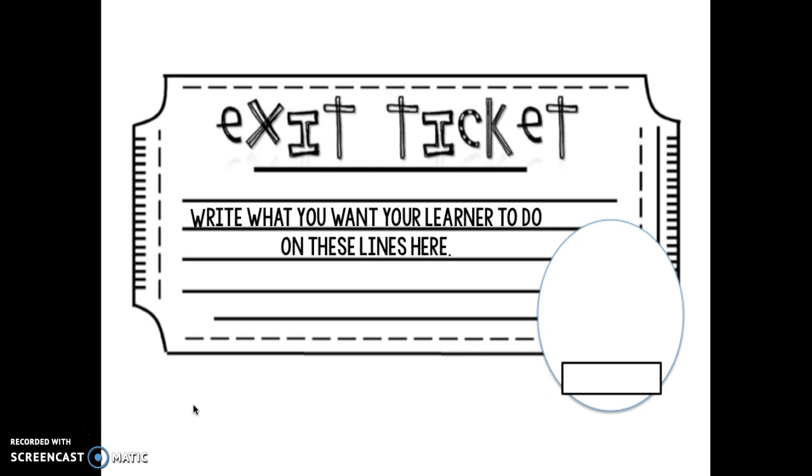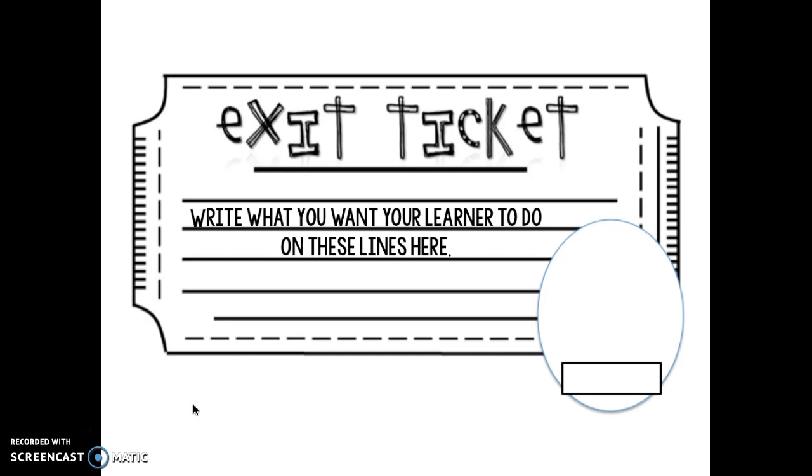Once you're finished with that, you're going to write what you want your learner to do on these lines here. Think of it like how you guys do exit tickets in class. You do learning, you practice, and then a lot of times your teacher asks you for an exit ticket. So when you're at this point, now you've done your research, you've taught somebody else about the animal you've learned all about. Now you're kind of wanting to quiz them or see if they really learned something from all of your good research. That's what you're going to put here.